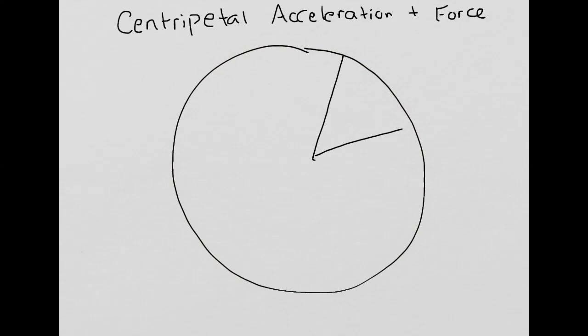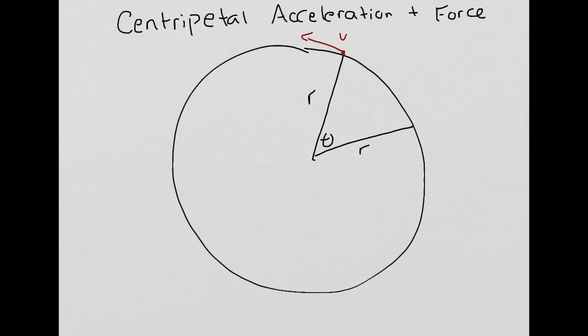So identify a couple of things here. So here's an angle. These are the radii, they're equal, right? And let's say that I'm looking for the acceleration from this point to this point. Okay. So I know that the velocity vector is tangent to the circle and looks something like this.